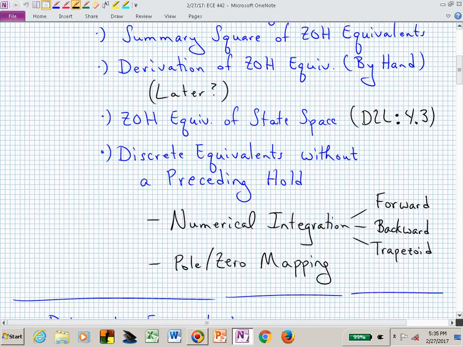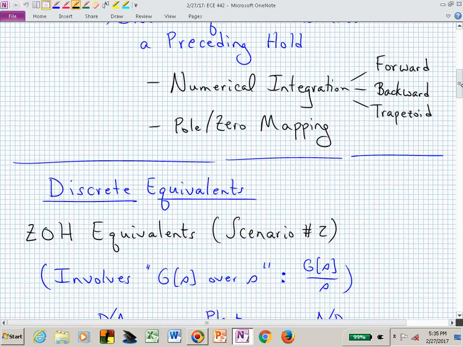We may not get to the pole zero mapping. That may have to happen on Wednesday. But today, hopefully, we will talk about numerical integration techniques for performing discrete equivalents, and those will come in 3 different flavors: a forward, a backward, and a trapezoidal flavor for the discrete equivalents. That's where I want to go today.